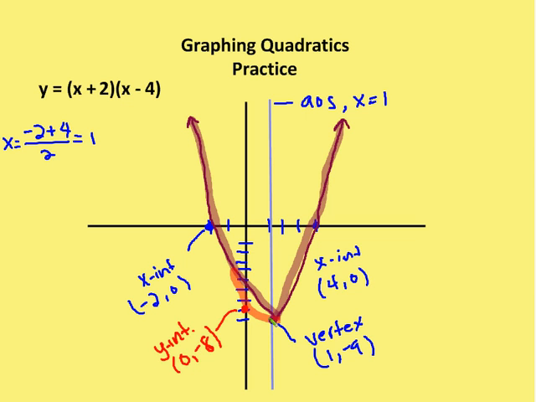The y-intercept. And the axis of symmetry is x is equal to 1. My two x-intercepts are at negative 2, 0 and 4, 0. My y-intercept is at 0, negative 8. And my vertex is at 1, negative 9. The a value is a positive value, so the graph faces up. It's a happy parabola, and I go ahead and graph my parabola.